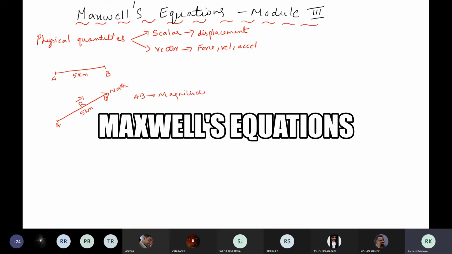It is either equal to or proportional to the magnitude. Okay, what does it mean? Here AB is 5 kilometer, which means each 1 centimeter corresponds to how much? 1 kilometer. Correct. So the length of the arrow gives me the magnitude, or it is proportional to the magnitude of the vector. And what does this arrow mark give me? The arrow mark gives me the direction of the vector.